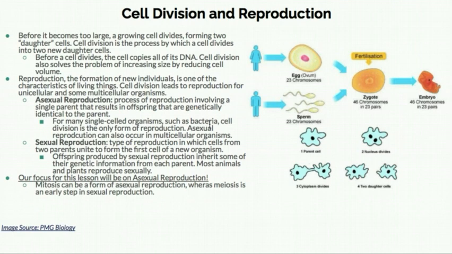And if you remember, bacteria use this method of reproduction. Sexual reproduction is a type of reproduction in which cells from two parents unite to form the first cell of a new organism. An offspring produced by sexual reproduction inherits some of its genetic information from both, and most animals and plants reproduce sexually. So for today, we're going to look at mostly asexual reproduction, and mitosis can be a form of asexual reproduction, but meiosis is an early step in sexual reproduction. So again, we're going to get to this a little bit later in Unit 3, but just a reminder of the difference between asexual and sexual reproduction.